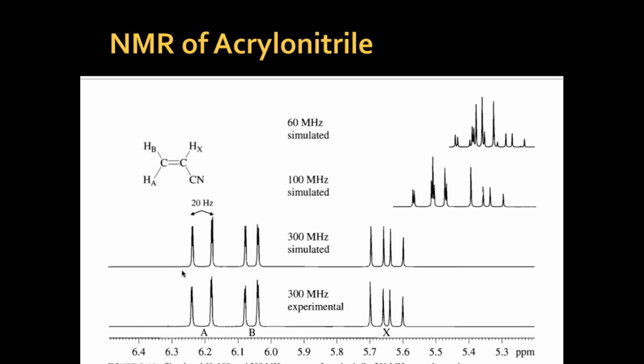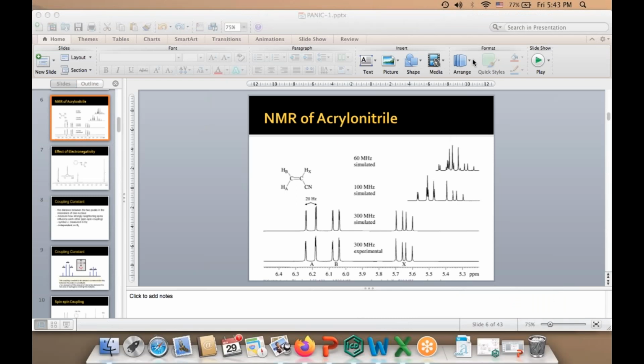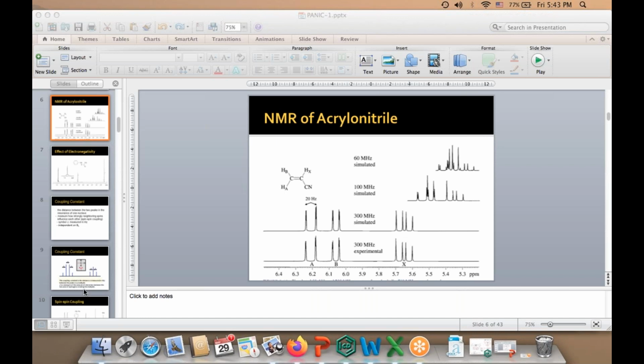So let's see, a very simple molecule is acrylonitrile. Hope everybody is listening to me, right? Great. All right, let's see the example of acrylonitrile. Very, very simple molecule. Acrylonitrile has the double bond and the nitrile group. Nitrile is cyanide, CN, right? All right.